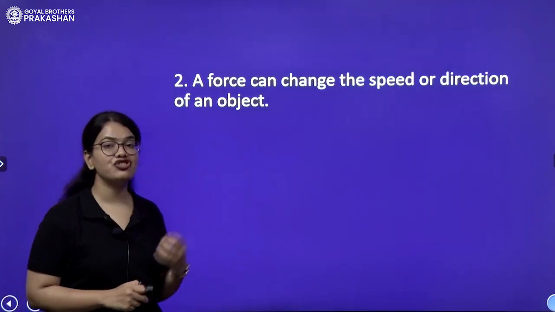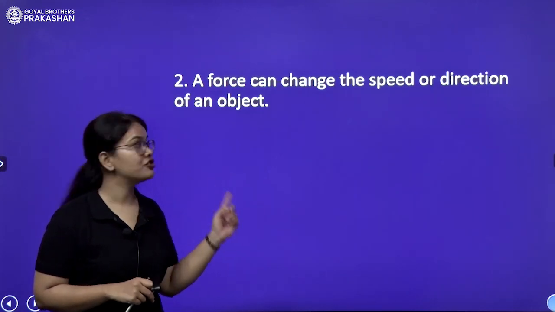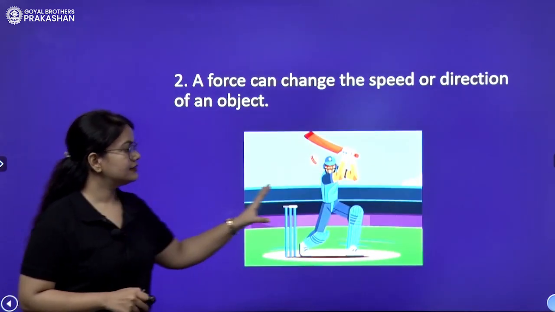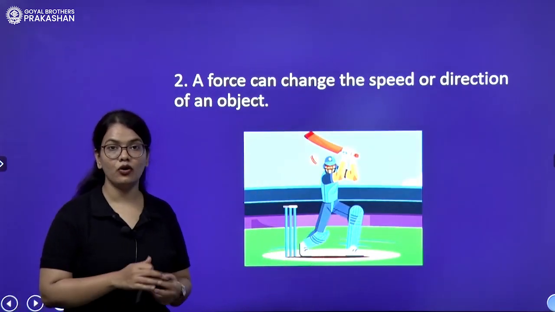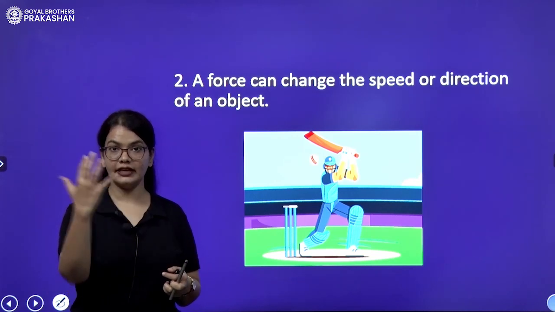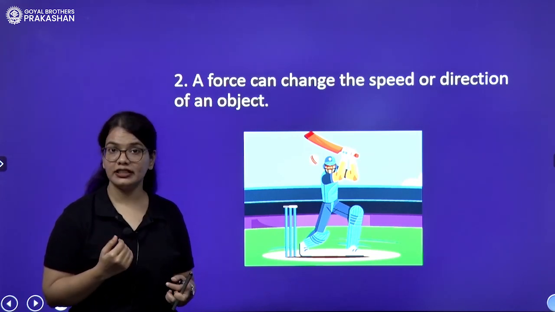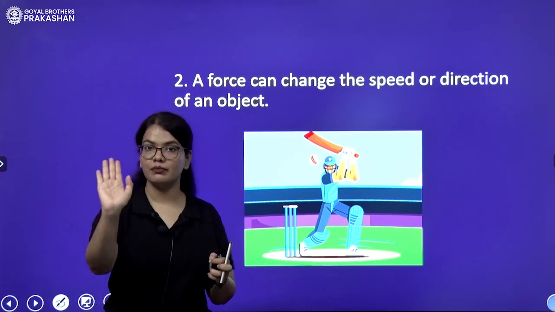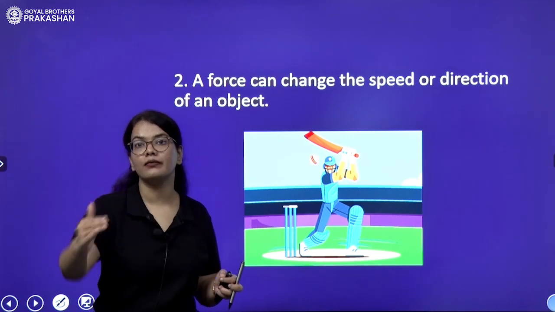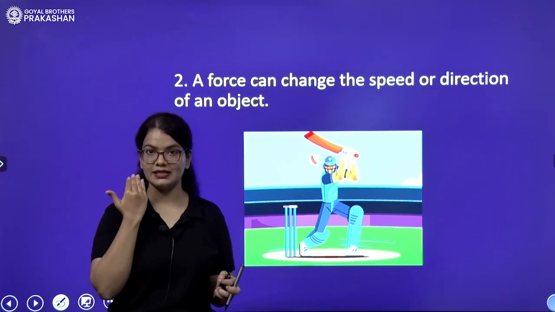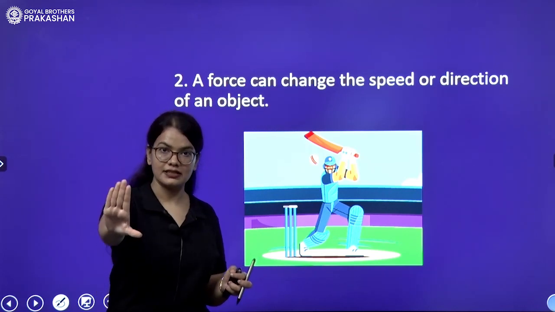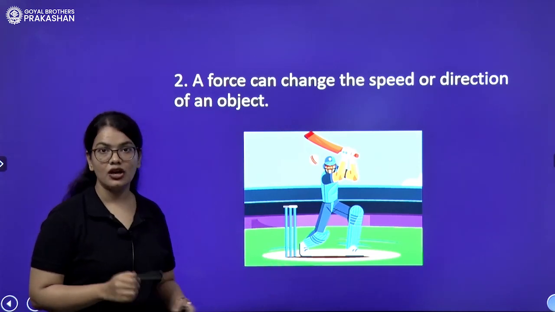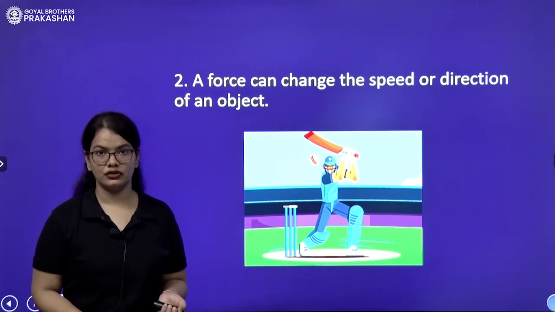Second, a force can change the speed or direction of an object, right? Look at the example, it's very interesting. This is the batsman. The ball was coming towards his face, right? Towards the batsman. And what did he do? He applied a force with the bat on the ball and the direction of the ball was now away from the batsman. Earlier it was coming like this. After applying the force, it went like this. So, the direction has changed, right? In this case, the direction has changed, or in certain cases, the speed also changes, right?